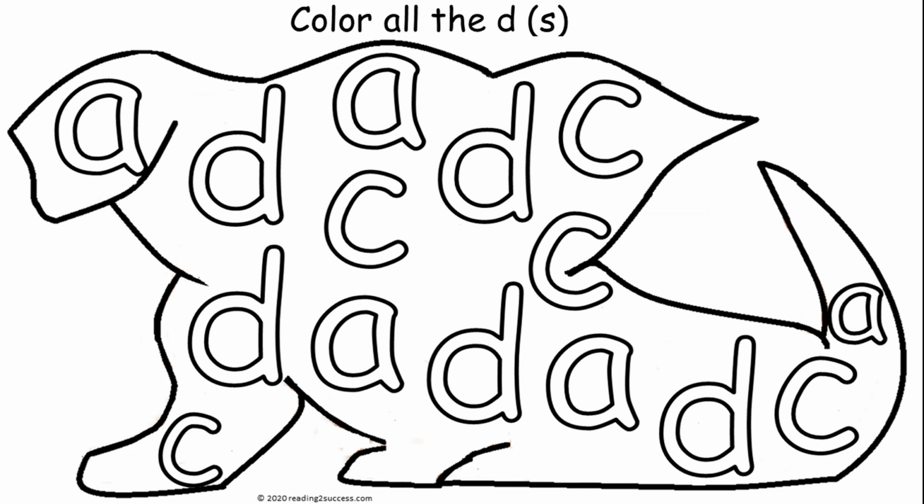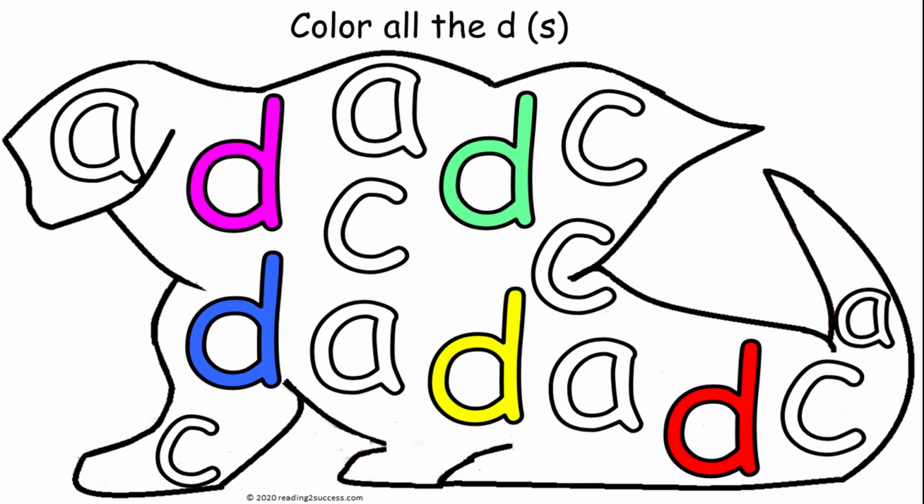Next, we have an outline of a dog with letters. They are A's, D's, and C's. Have kids color all of the D's. Here is an example of a completed practice page.